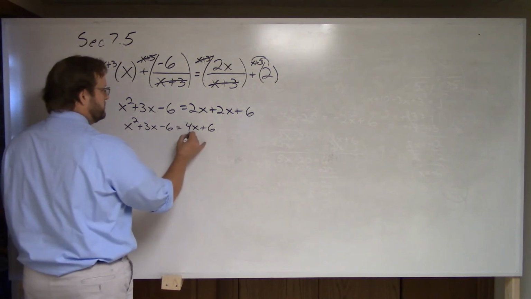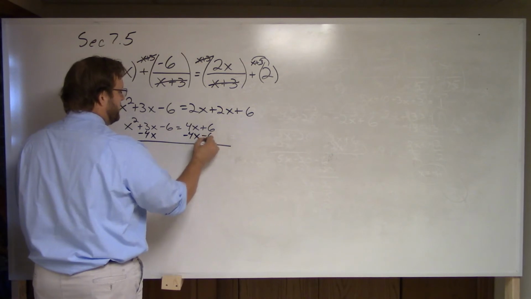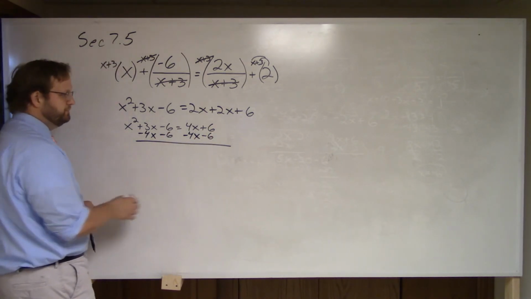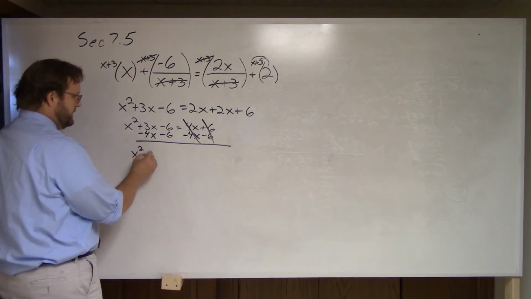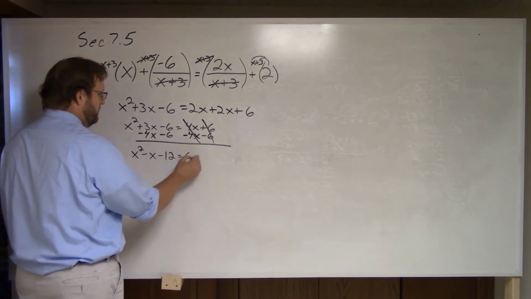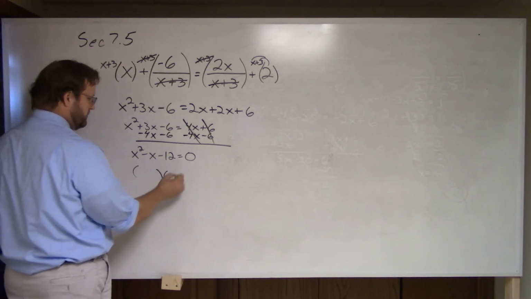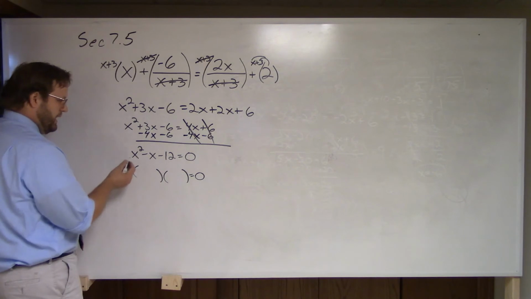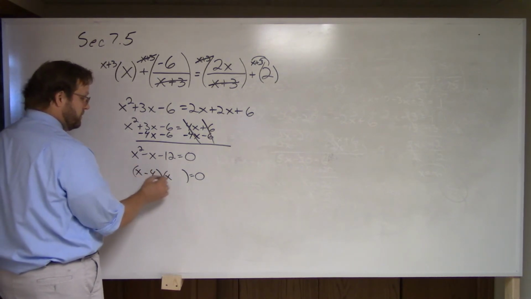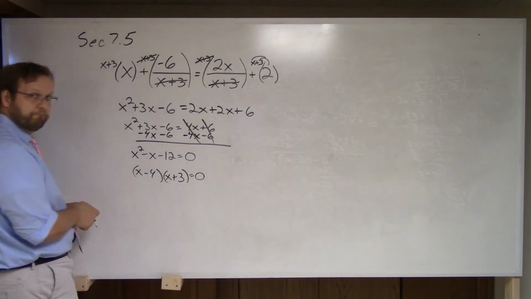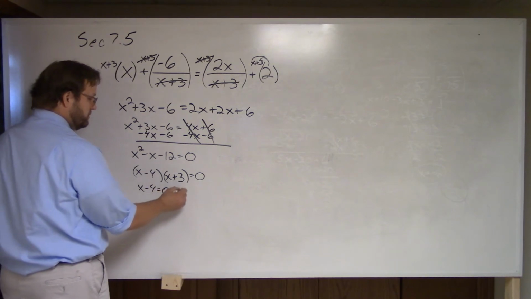So I'm going to subtract 4x, and I can subtract 6 at the same time just to get it all done. All that's gone. I've got x squared minus x minus 12 equals 0. This then factors. X squared is x and x. Then I'm going to have a -4 and a +3. Set each of those equal to 0.